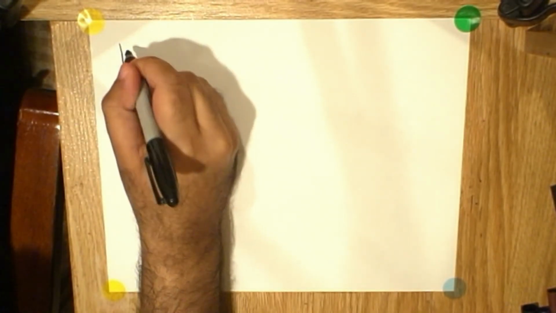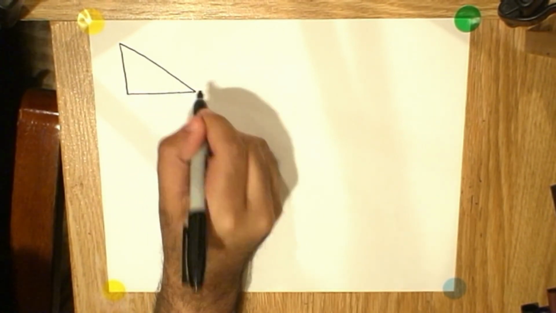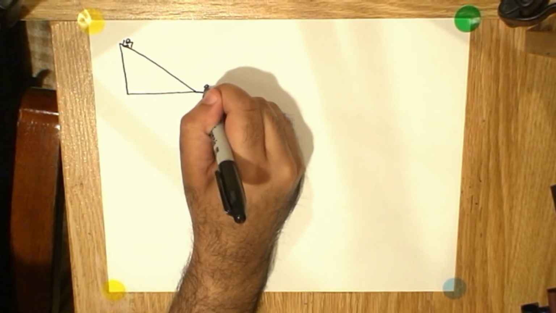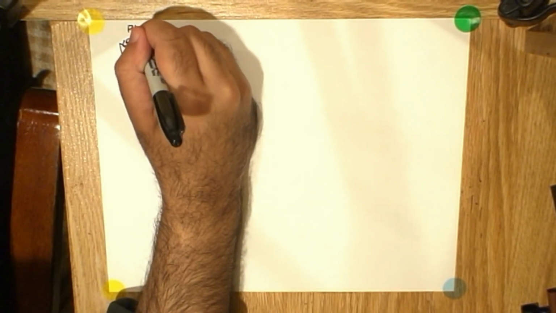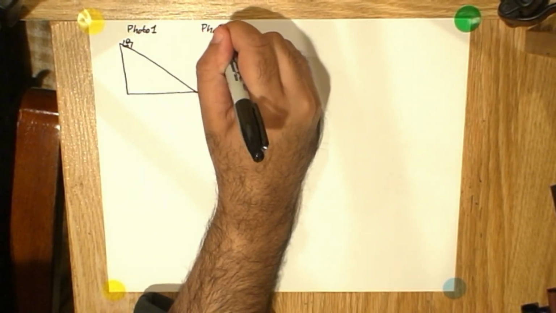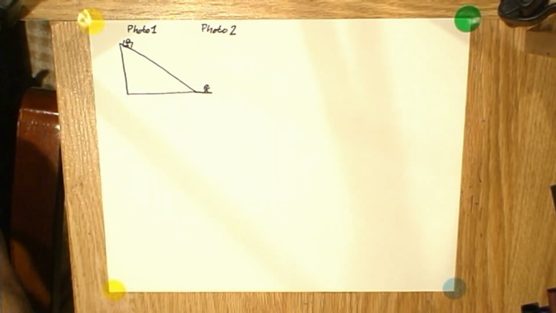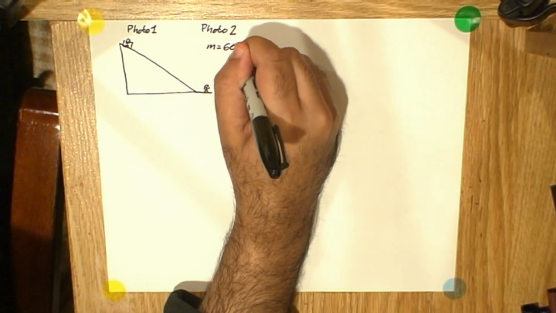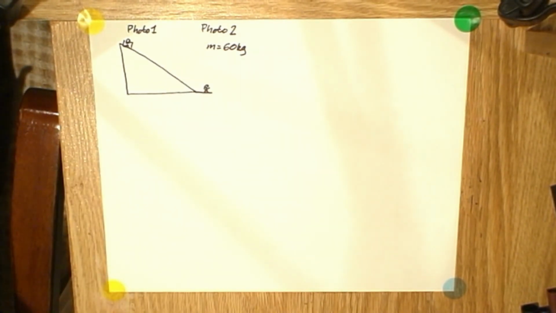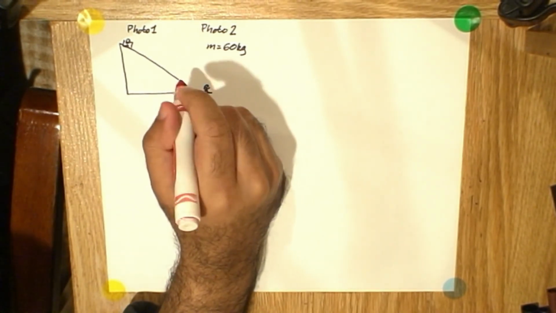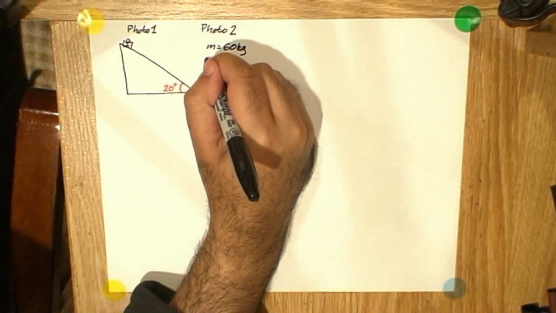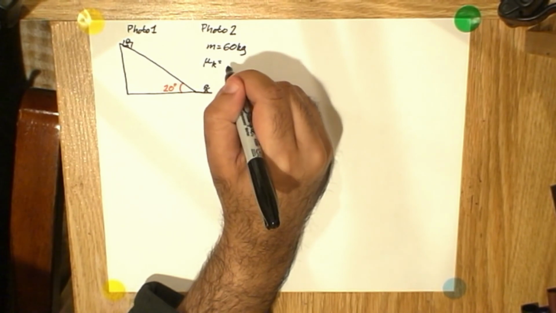In this question, we have a skier who is traveling down a hill. Here they are at their initial position, and here they are at their final position. So this would be photo 1, and this would be photo 2. Now, we have been told that the mass of the skier is 60 kilograms. The size of this angle is 20 degrees. And the coefficient of kinetic friction is 0.1.